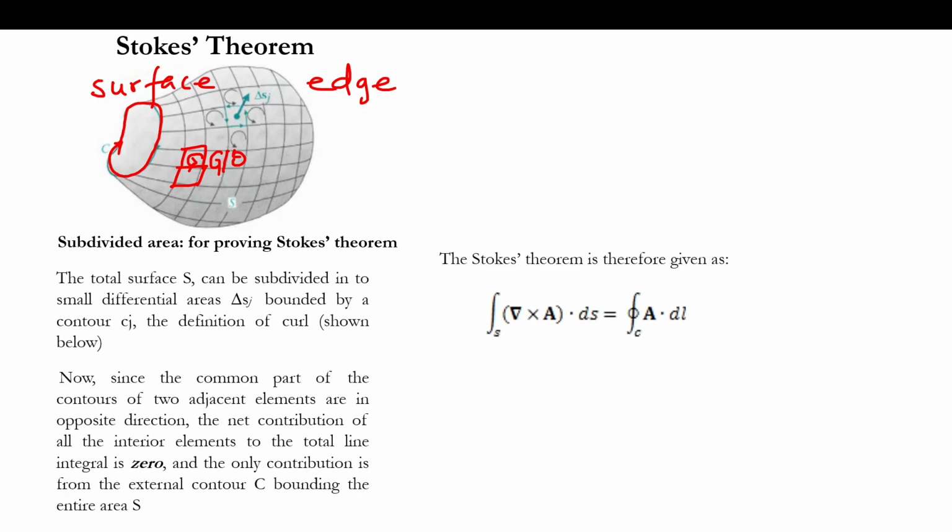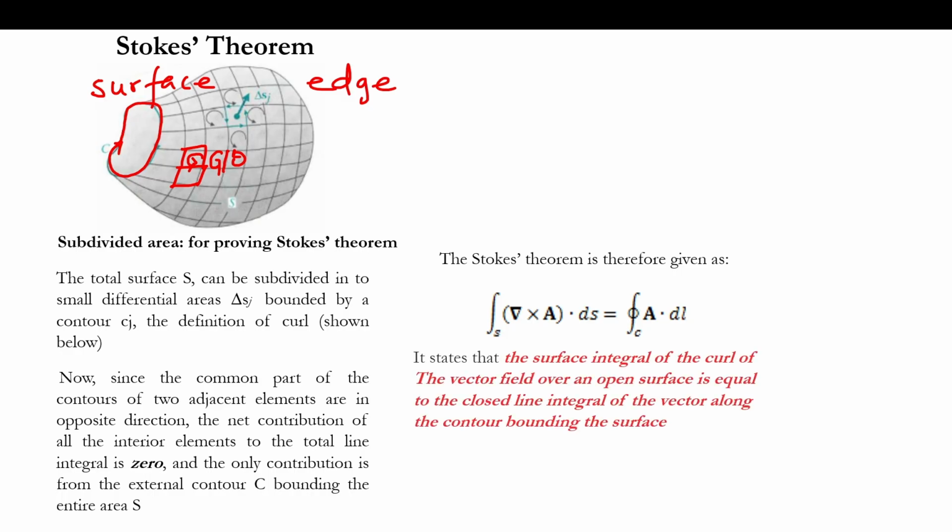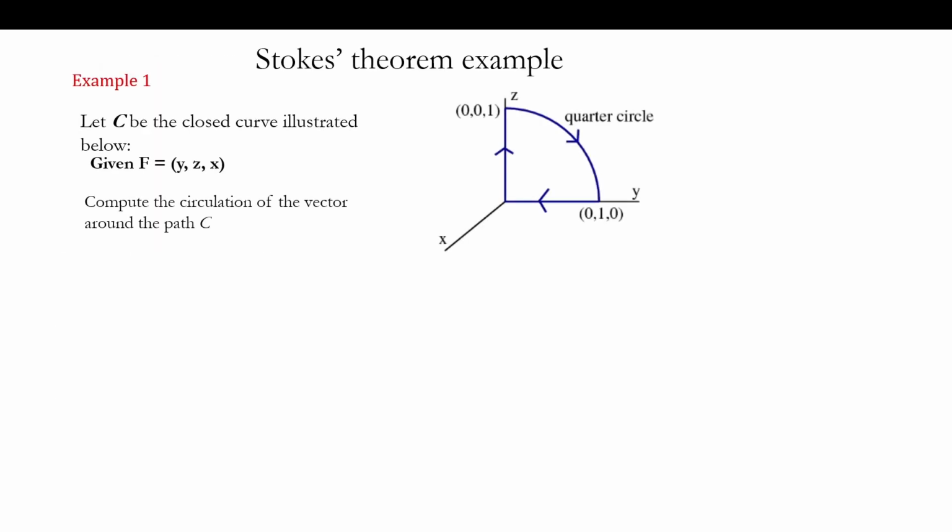So Stokes theorem says the surface integral of the curl of your vector field over the whole area equals the closed line integral. So now let's take an example. Since the diagram here shows a line integral, we can use Stokes theorem to compute the surface integral.